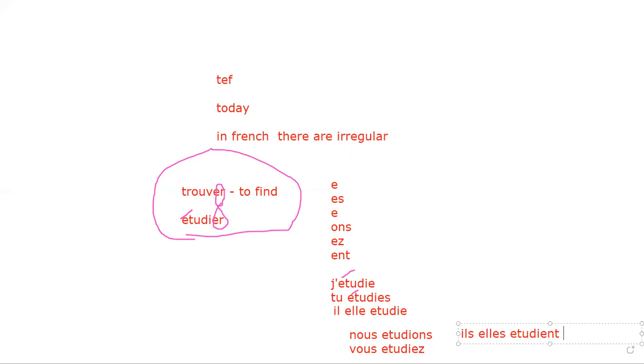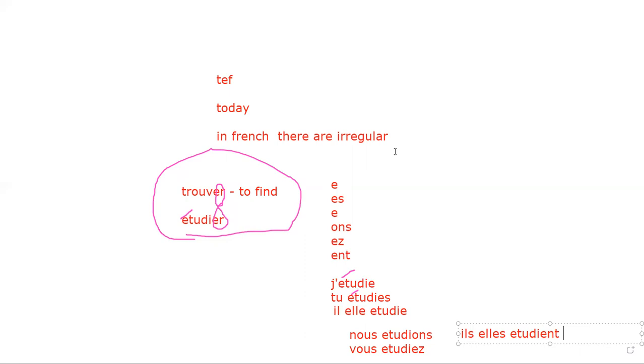So repeat after me. J'étudie. Tu étudies. Il, elle étudie. Nous étudions. Vous étudiez. Ils, elles étudient. Clear? Now, we have trouver. So the same formula: E, ES, E, ONS, EZ, ENT. Will you do it?